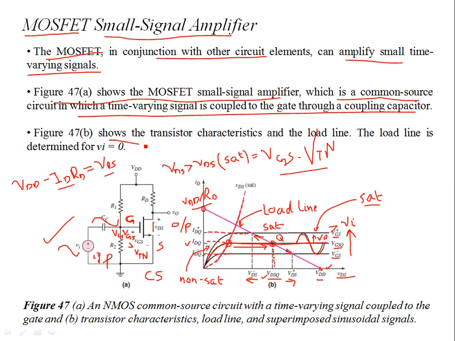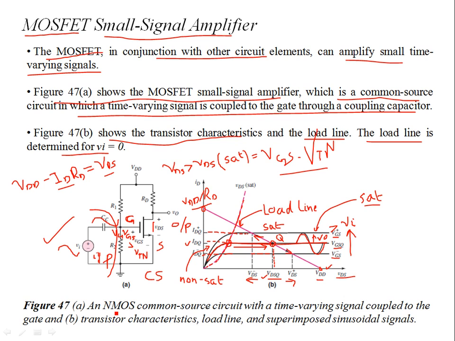So 47B shows the transistor characteristics and the load line that we've talked about. The load line is determined for Vi equal to 0. For the load line, you kill this AC source, open the transistor, then you don't have this left part. This AC part is gone, so you're only left with the biasing resistances and the MOSFETs. Determine the load line points, connect them, bring back the AC source, and then find what the amplification is. Wherever this intersection occurs between the IV curve and the load line, that's the Q point.